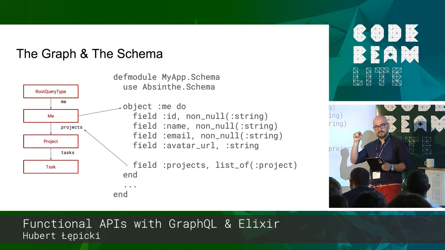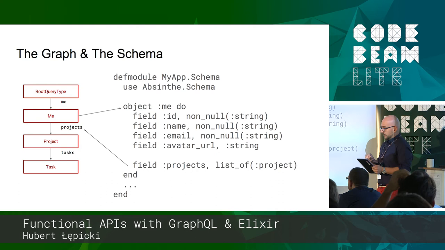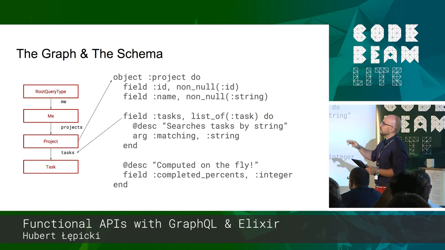And then we declare our edges as fields as well. So in our graph, we have me has a list of projects. And that's literally what you're saying here, right? That maps, again, directly to our graph. And we do the same with the projects. We have an object that's a type of project. It has some fields. It has some edges as well.